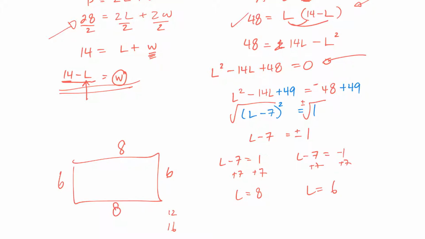I guess I could also say, well, the length might be 6, and that would make the width 8. But typically, that doesn't make sense. Usually, the length is the longer side, and the width is the shorter side. But anyway, I've got the dimensions for that. All right. Hopefully, that has helped you solve some quadratic equations. Now go and practice using those strategies on lots of questions.